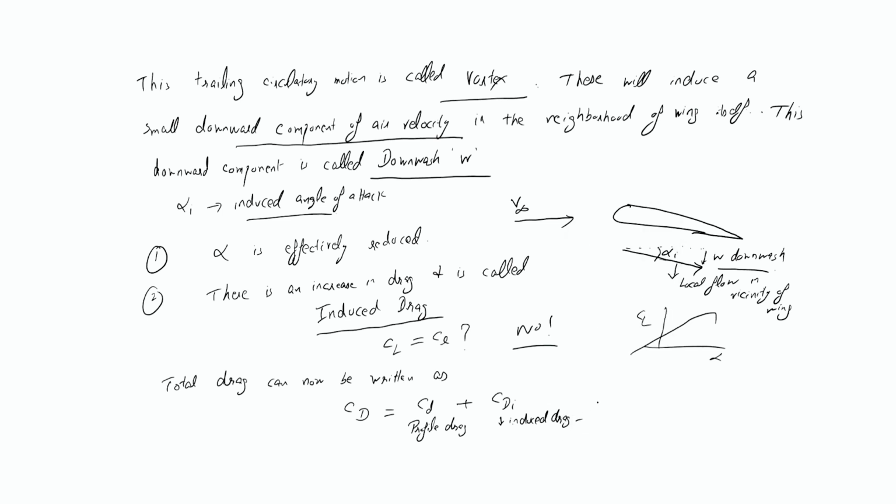Okay. So this induced drag can actually be calculated. I always tell students, if there is a lift, then there will be induced drag. Nothing is free in this life. If there is a lift, then there will always be an induced drag. So now total drag is CD equals CD plus CDI, and this induced drag can actually be calculated. There is a method for calculating induced drag as well. Let me just draw another figure over here.